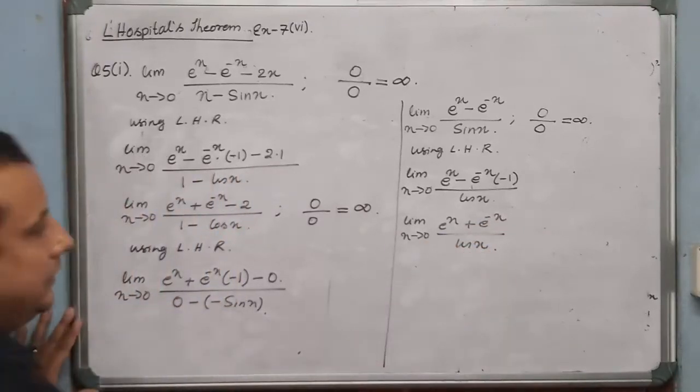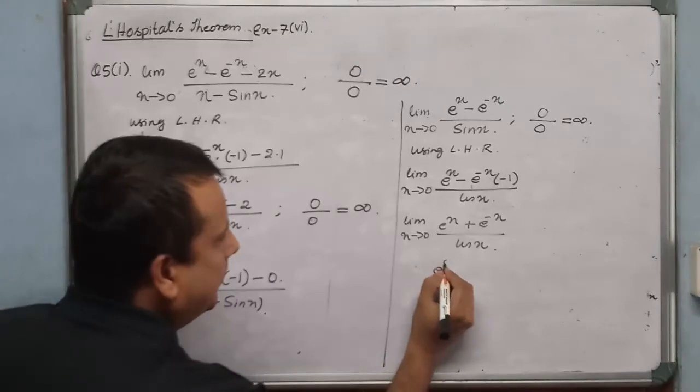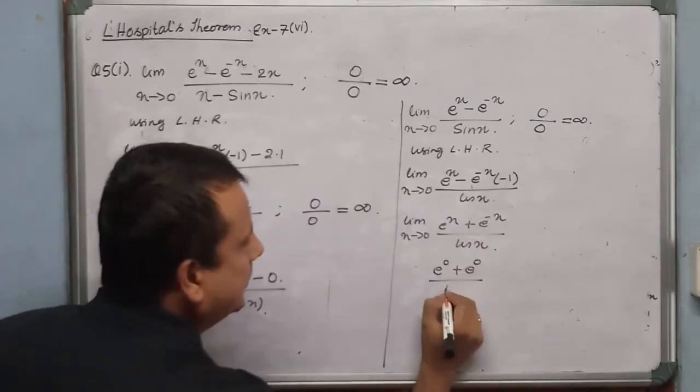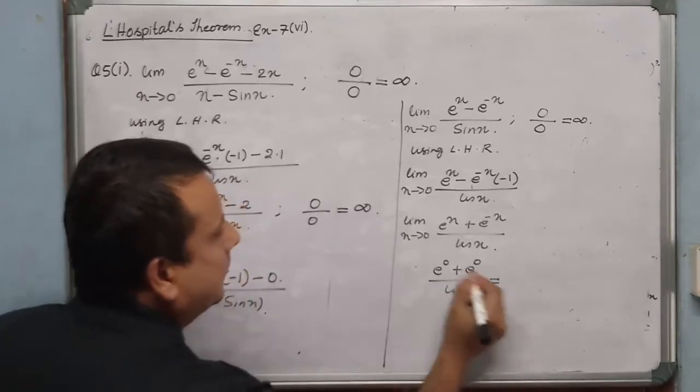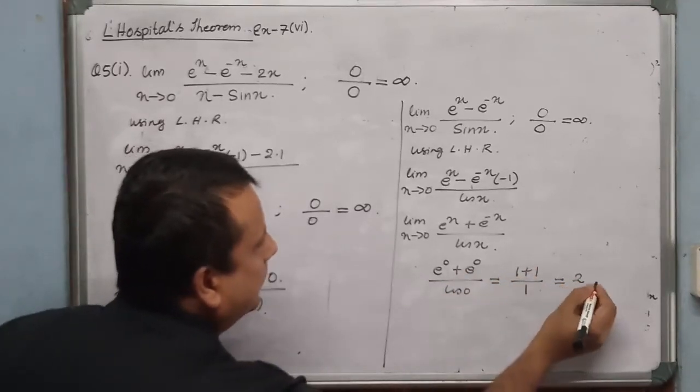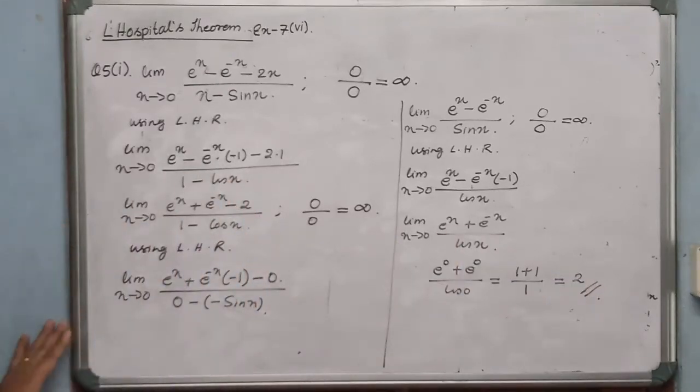Now we'll get the answer. X tends to 0, e to the power 0 plus e to the power minus into 0 is 0, cos 0. 1 plus 1, cos 0 is 1. 2 over 1, the answer is 2.